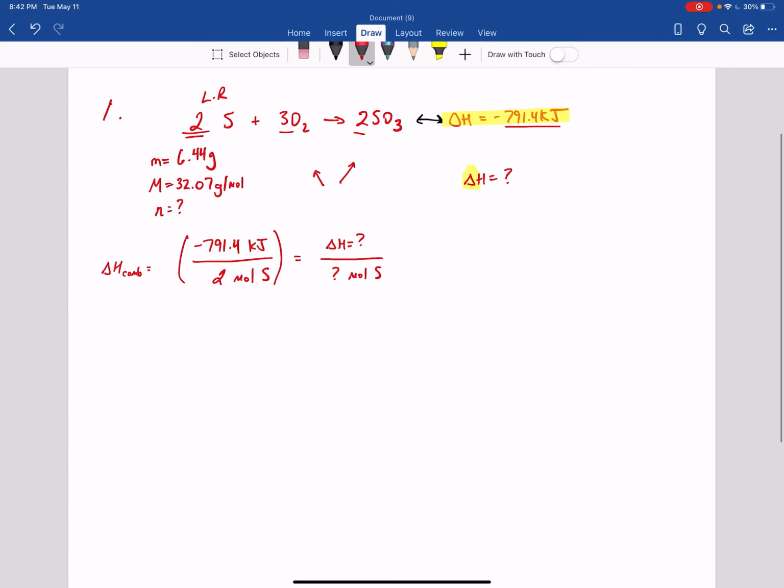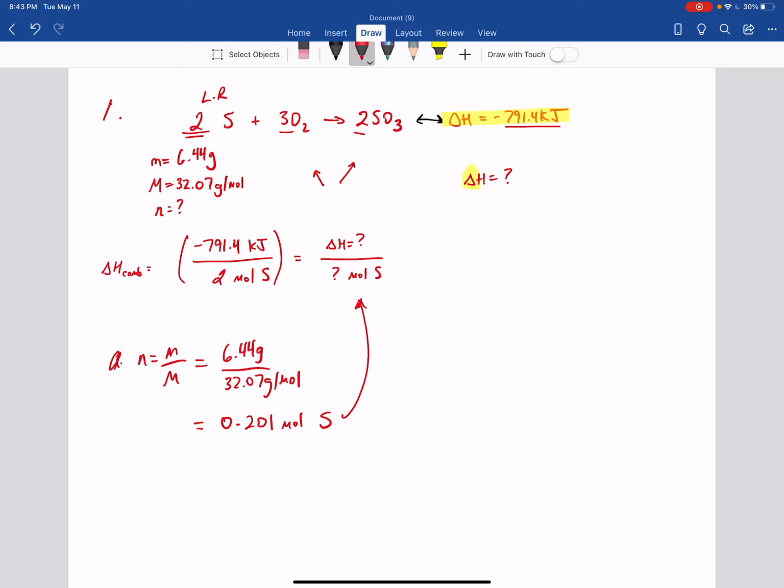So let's start off with this here. We'll call this part A. The number of moles is the mass divided by the molar mass. So we're told 6.44 grams reacts, and 32.07 grams are in every mole of sulfur. So with the 6.44 grams we were given divided by the molar mass, we have 0.201 moles of sulfur. Now you might be thinking, why are there 2 amounts of moles? Well, the first one is based off the coefficient, and the second one is based off the amount that's actually reacting. So now we can substitute this amount in here.